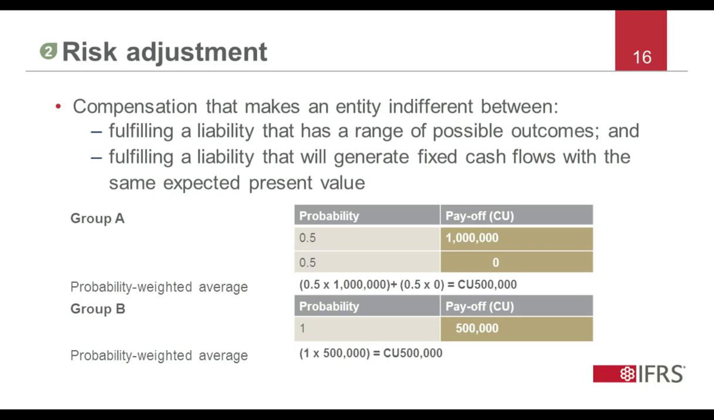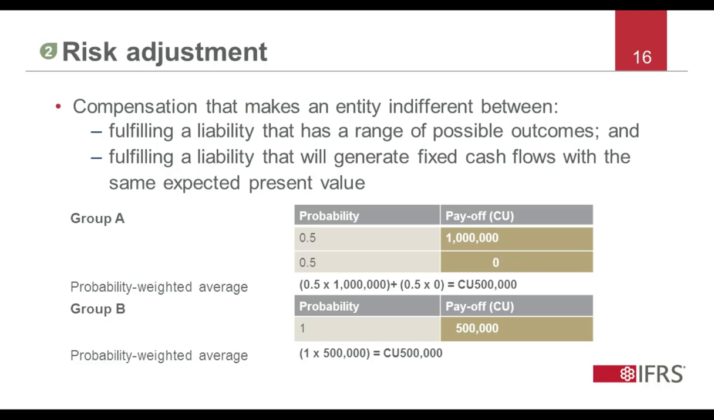Risk adjustment is a company-specific measure and is basically the return that the company wants to earn in order to take on the non-financial risk. It is the compensation that would make an entity indifferent between fulfilling a liability that has a range of possible outcomes and fulfilling a liability that will generate a fixed cash flows with the same expected present value.